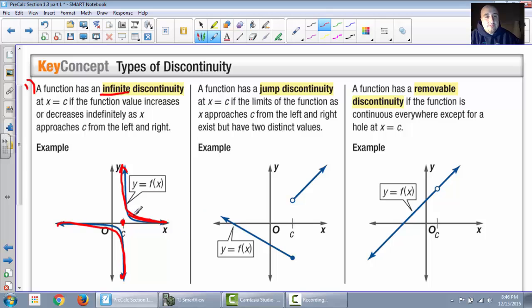So that means it has an asymptote. Okay, what does it mean to have a jump discontinuity? The second type is called a jump discontinuity. It has a jump discontinuity at x equals c. So once again, here's c.